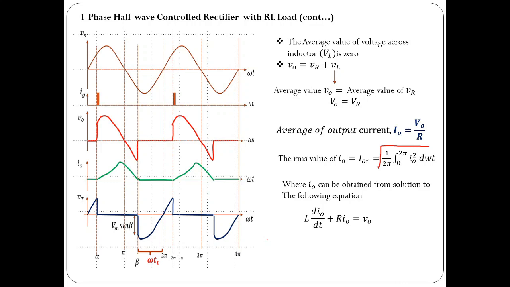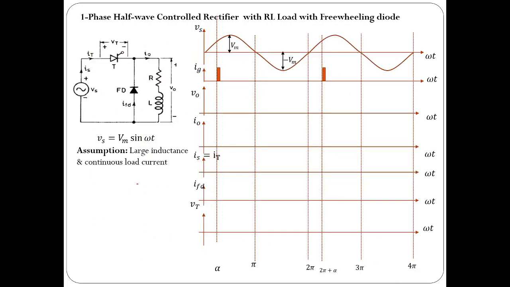And because of this negative area, this beta, the conduction period is also going to be somewhat lesser. This demerit can be addressed by considering a freewheeling diode. So consider a freewheeling diode here. This is the freewheeling diode, connected in anti-parallel with the load this way.